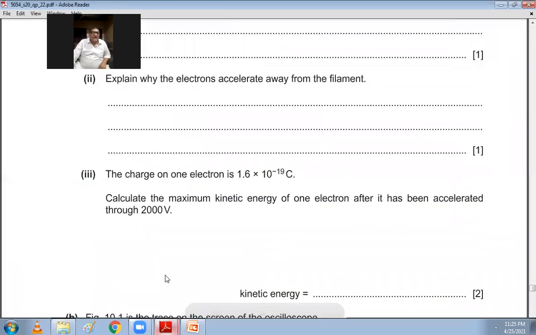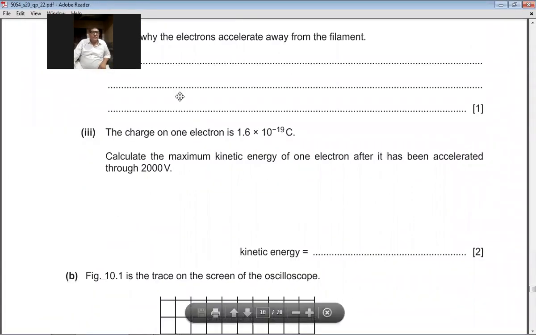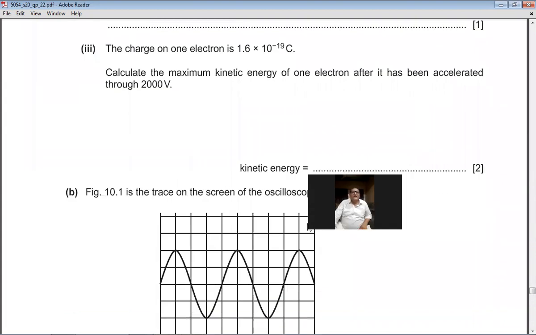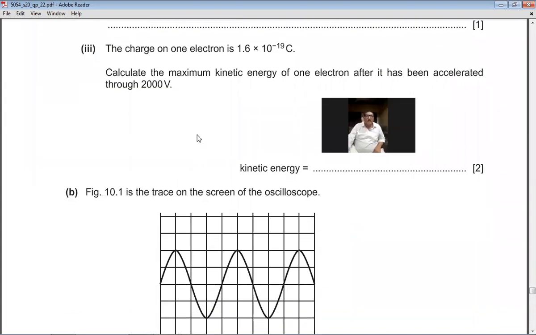So let's go to the next question. The next part is here. It says the charge on one electron is 1.6 × 10^-19 coulomb. Calculate the maximum kinetic energy of one electron after it has been accelerated through 2000 volt. You remember the formula: V equals work done divided by charge. Voltage is equal to energy divided by charge. So I will use that formula and find this.